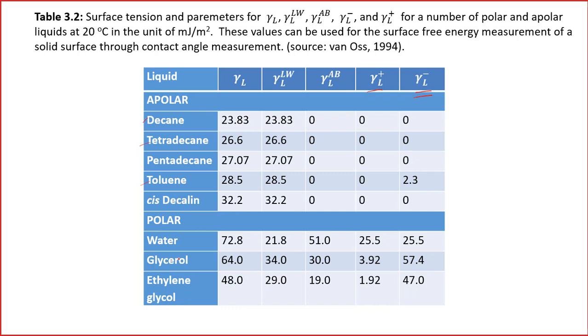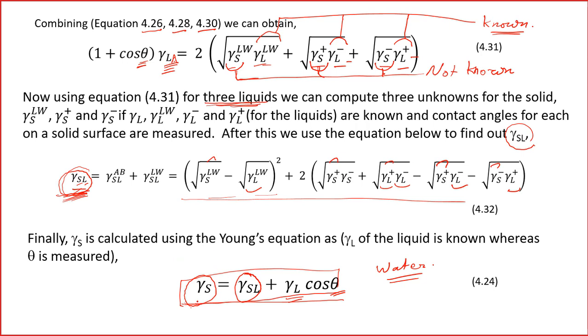Okay. So today this is what I wanted to explain to you, this method of finding gamma SL, again using the three liquid method, and then calculating gamma S, which is the surface free energy of a solid. So here air is there, here also air is there, using Young's equation. So any question you have?